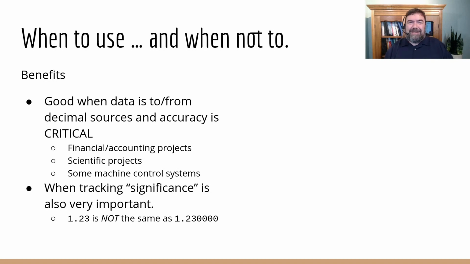It's only when you're getting numbers in decimal and out in decimal, and its accuracy is really, really critical, that you would fall back to using something like a decimal library.